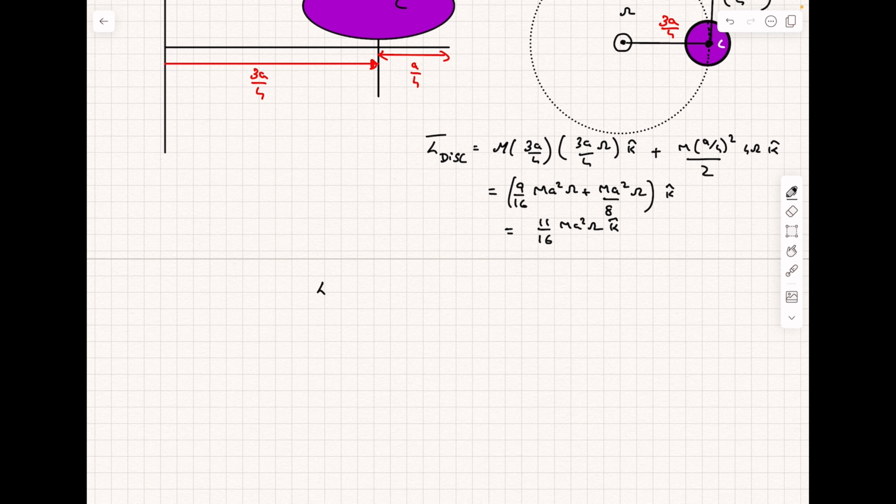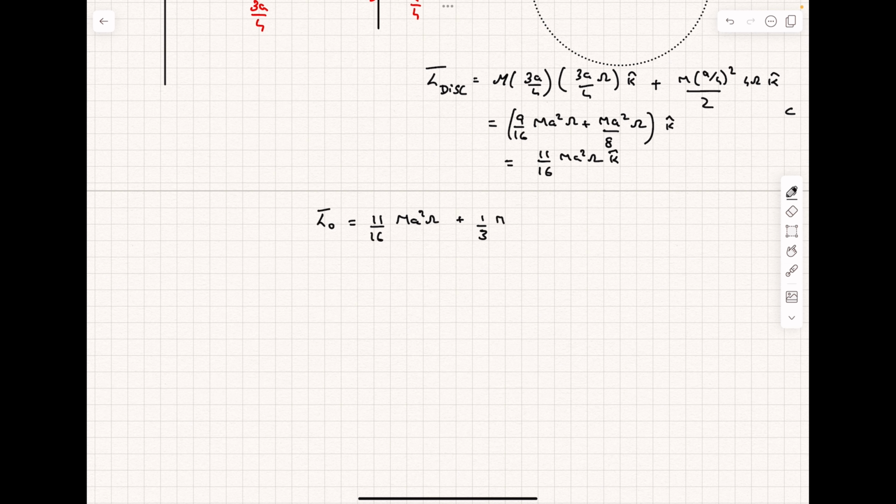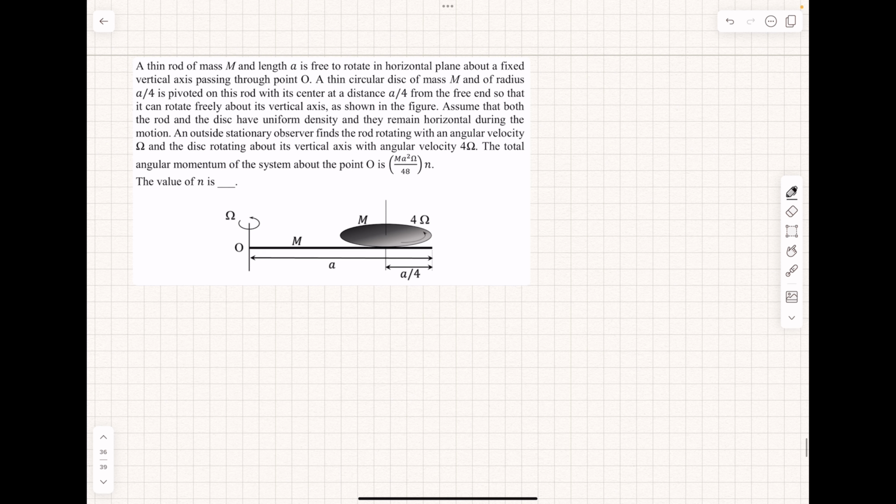So finally, the net angular momentum due to both the rod and the disk is going to be the summation of them. So it will be 11 by 16 m a squared omega plus 1 by 3 m a squared omega, and this after solving comes out to be 49 divided by 48 m a squared omega in the k cap direction. So the answer, what they required us is to find the value of n. So n is equal to 49 will be the answer for this question.